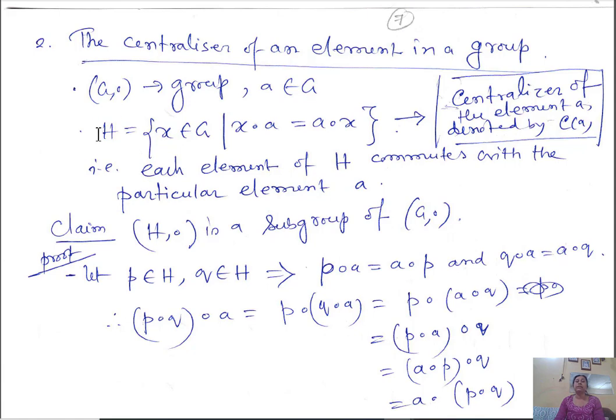This is the collection of all elements in G which commute with this particular element A. Each element in capital H commutes with this particular element A. This is the centralizer of A. We call it C(A), the centralizer of the element A. This is the collection of all elements in G which commute with A.